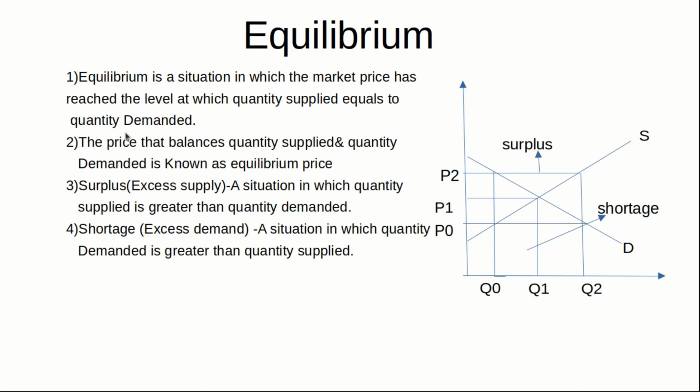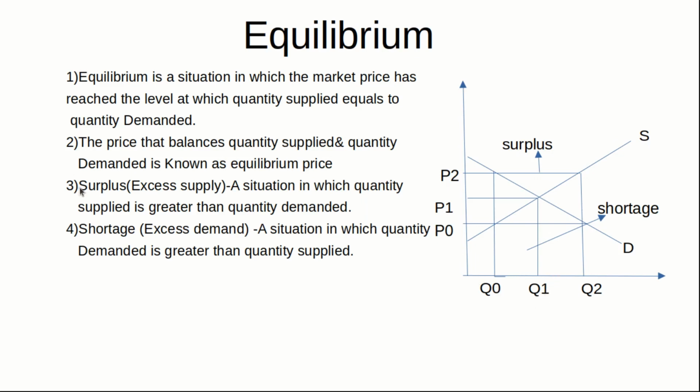Equilibrium. Equilibrium is a situation in which the market price has reached the level at which quantity supplied is equal to quantity demanded. So, this is our demand curve. This is our supply curve. Here we are measuring quantity and here we are measuring price. So, P1 is our initial equilibrium price. The price that balances quantity supplied and quantity demanded is known as the equilibrium price, and Q1 is our equilibrium quantity.